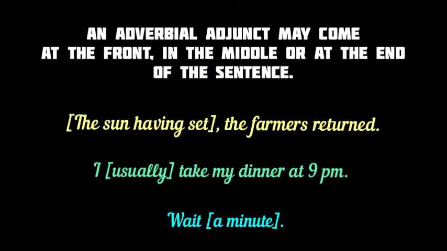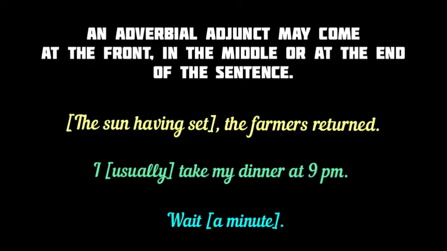Interestingly, an adverbial qualification may come at the front, or in the middle, or at the end of the sentence to qualify the finite verb in the predicate. In the first example on your screen, the son having said, the farmers returned. The son having said is an absolute phrase qualifying the finite verb returned. And in this case, the absolute phrase is an example of the adverbial qualification at the beginning of the sentence.